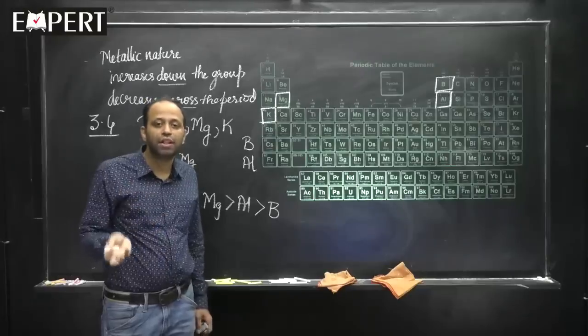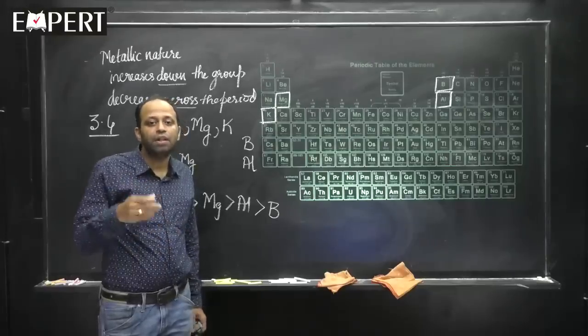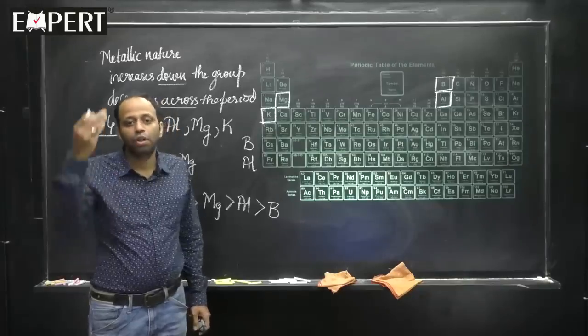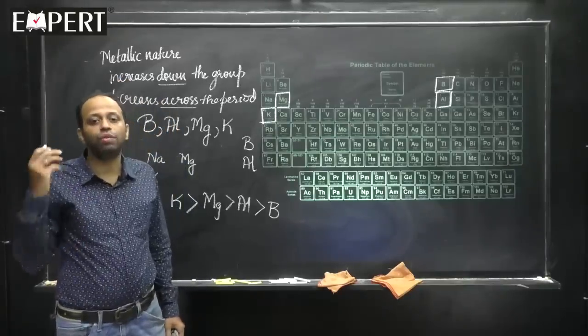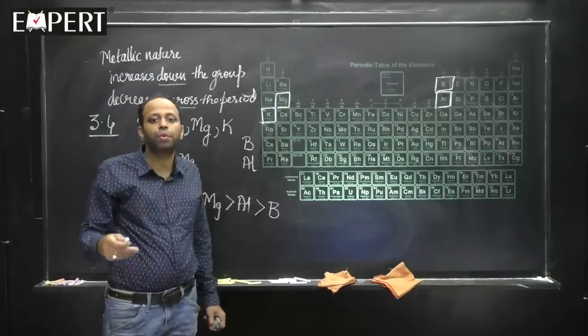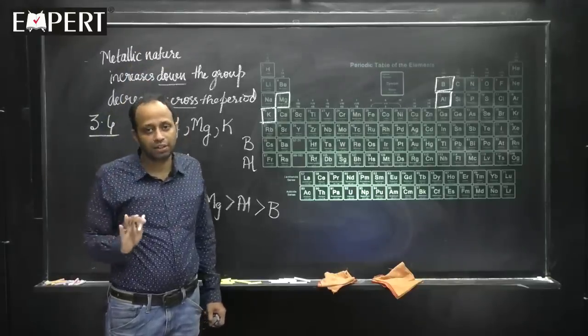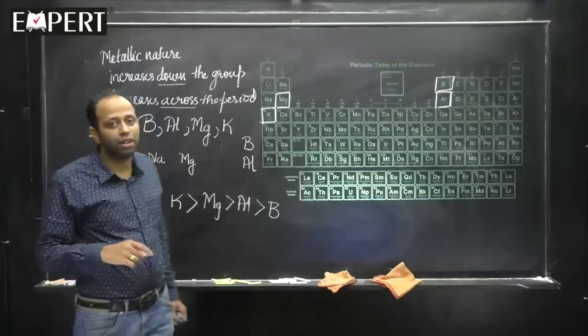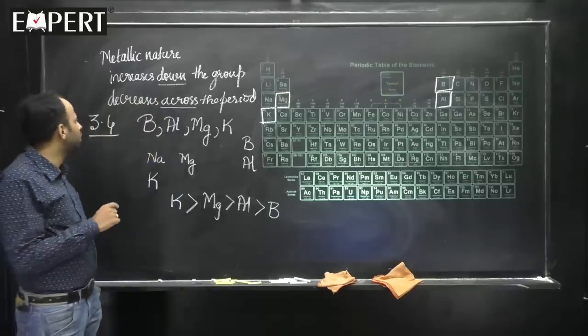Third group, what is there? Scandium, yttrium, then you have lanthanum and actinium. So if you know all the elements there, you will have an idea about which has higher metallic nature, because when you go down the group, the metallic nature will increase. Okay. So this is what you have regarding the exercise problem 3.4.